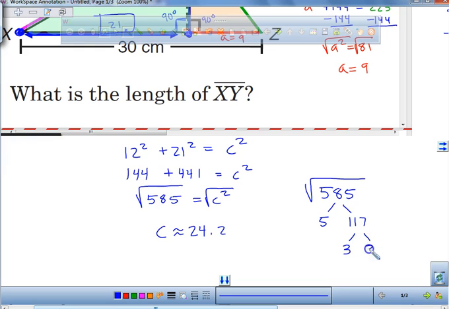3 times 39. What's 3 plus 9? 12. Is 12 a multiple of 3? Yes. Therefore, I know I can divide it by 3. 3 and 13.